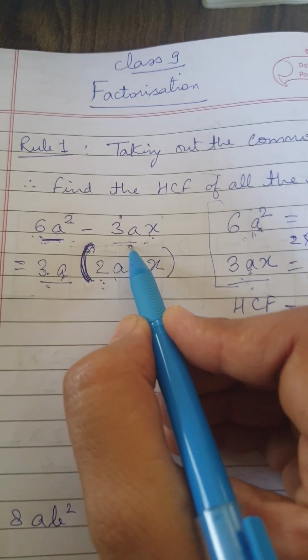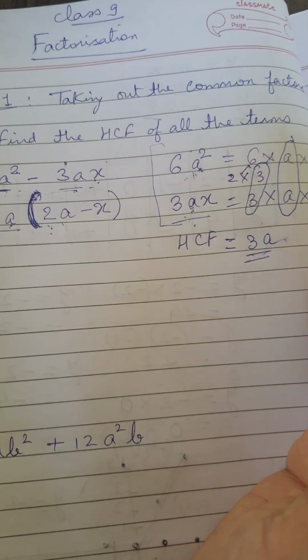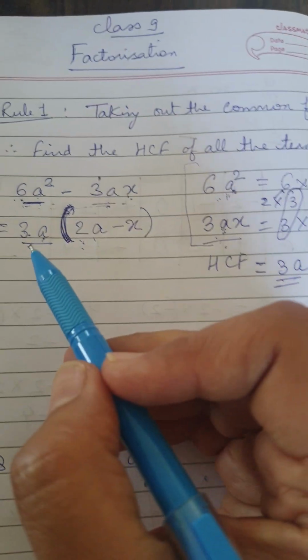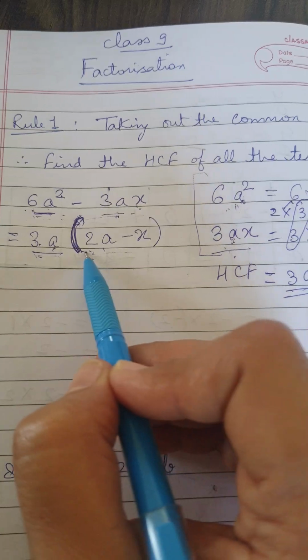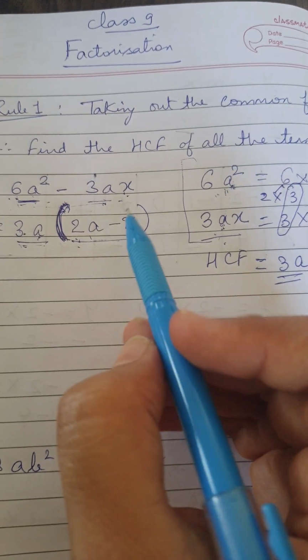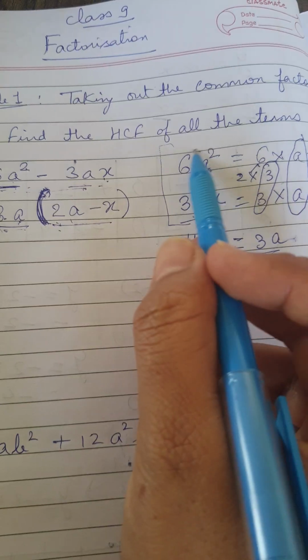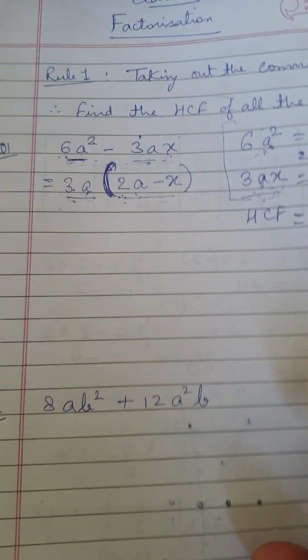So the first rule of factorization is, first you have to find out some common factor in the given expression, and you have to take out that common factor, and whatever is left you have to keep in the bracket. Okay, and I have also told you how to find out the HCF of each term. Okay, take another example.